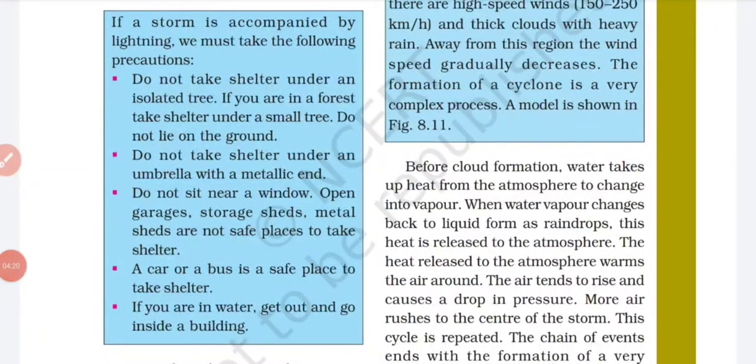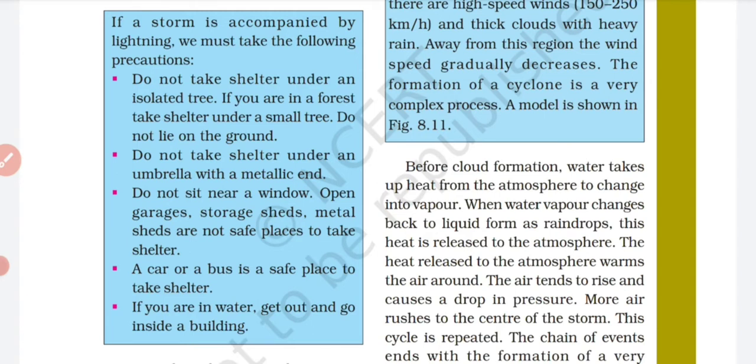Now if a thunderstorm or a storm is accompanied by lightning, we must take the following precautions. What precautions should we take if lightning occurs? At that time, do not take shelter under an isolated tree. That means a tree which is very isolated, with no other trees nearby. Don't try to take shelter under such a tree. Second, if there is a forest, take shelter under a small tree, not a tall tree, and do not lie on the ground. That means we should not lie down on the ground.